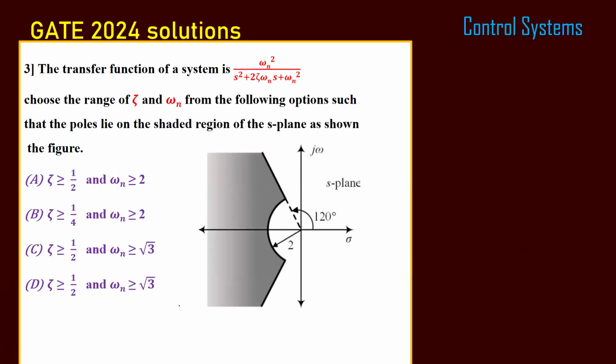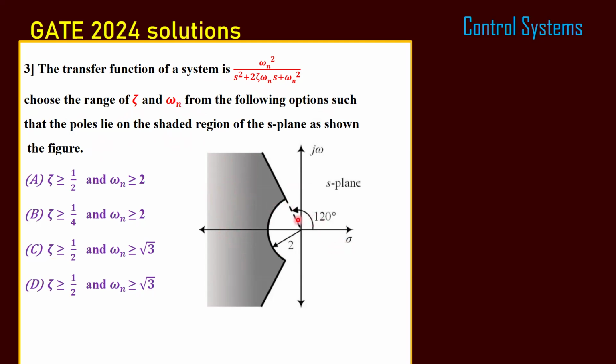This is a problem taken from the time response analysis of the second order system. The transfer function of a system is given. Choose the range of zeta and omega n from the following options such that the poles lie on the shaded region of the S-plane. So we need to find the range of natural frequency and the damping ratio, that is omega n and zeta, from the given condition of pole region. Okay. So they have given the shaded region. The pole should lie in the shaded region.